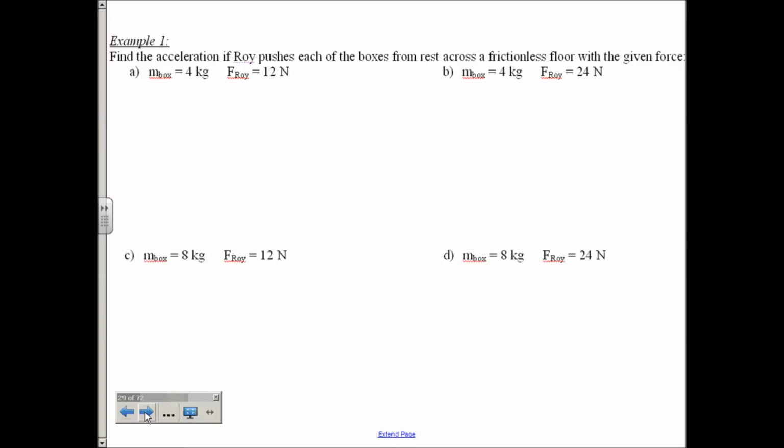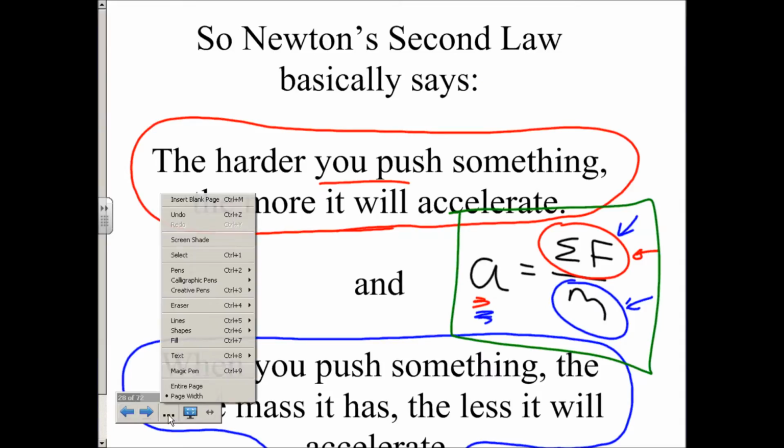All right? So, you know what? I should rewind for one second. Let me do this. Insert blank page. Boom. Okay. A Newton. What is a Newton? One Newton is defined as the amount of force required to take a 1 kilogram object and make it accelerate at 1 meter per second squared.